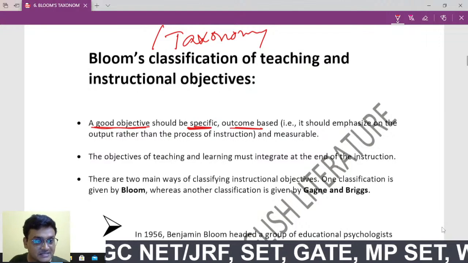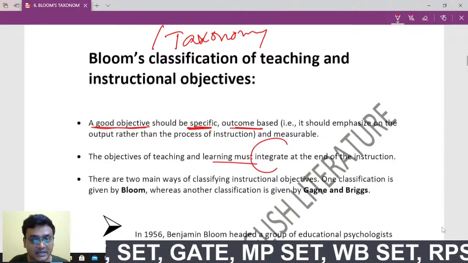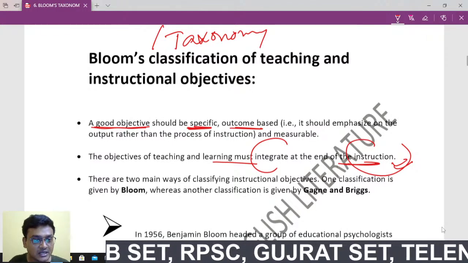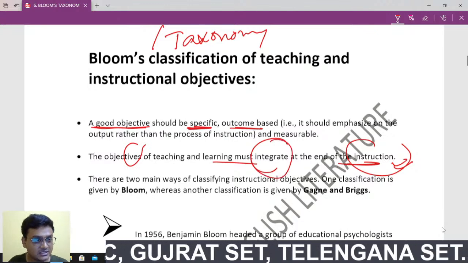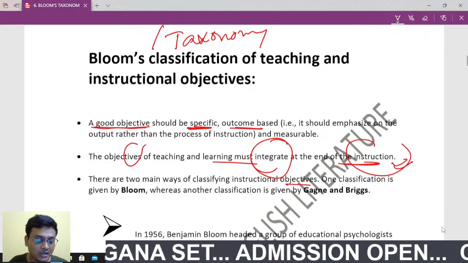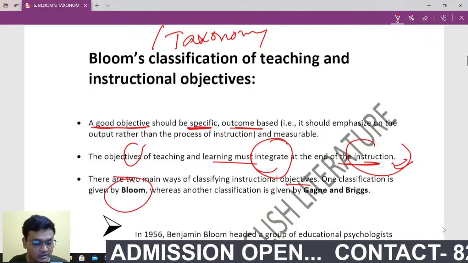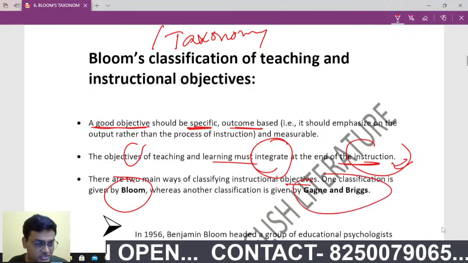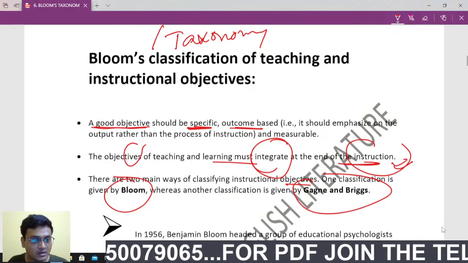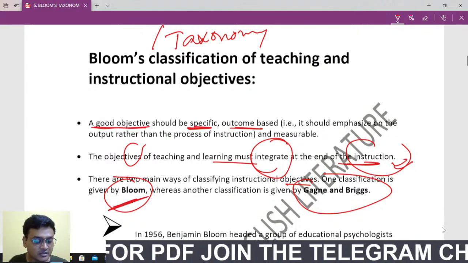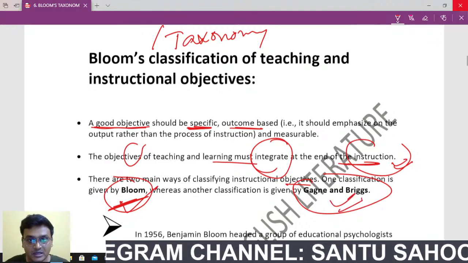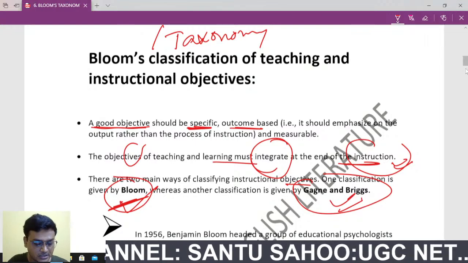The objectives of teaching and learning must integrate at the end of the instruction. And there are two main ways of classifying instructional objectives. One was given by Benjamin Bloom, another was given by Gagne and Briggs. So we will be discussing two instructional objectives here, the first classification given by Benjamin Bloom, and another given by Gagne and Briggs. We will cover everything one by one.